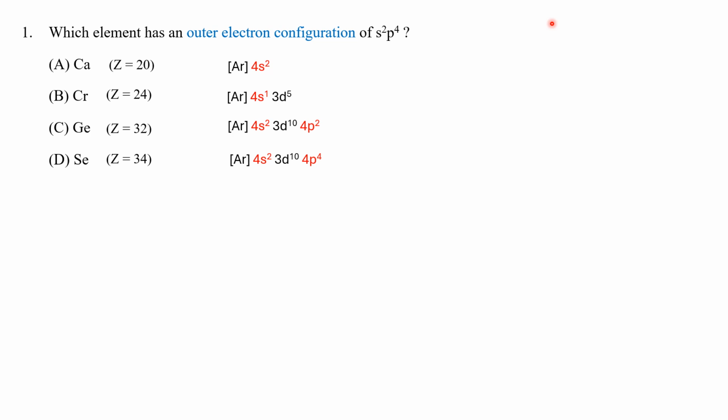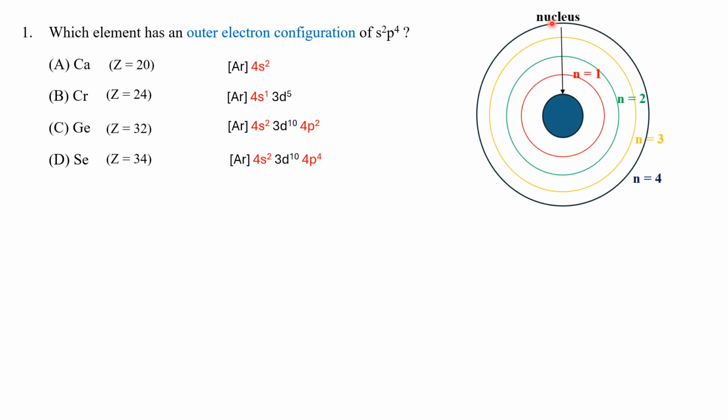Now, what is the outer shell? Outer shell means the shell with the highest n number, we call it the outermost shell. You can see in this diagram n equals 1 is the energy level next to the nucleus, then n equals 2, n equals 3, and n equals 4 is the outermost shell. So according to these given electron configurations, the larger n number is the outermost shell, that is n equals 4. If we consider this red colored 4, which configuration is equal to s2p4? The last one, selenium, 4s2 4p4.